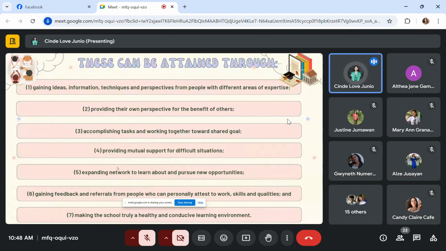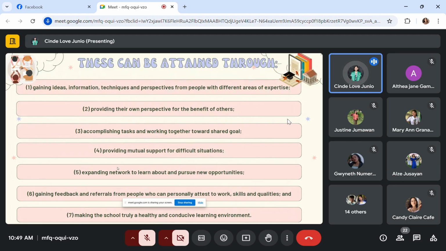Next is gaining feedback and referrals from people who can personally attest to work skills and qualities. So here you are receiving feedback, getting advice or suggestions from experienced people to improve. So for example, if you are writing an essay, diba, you can get feedback from your teacher to improve your writing skills.